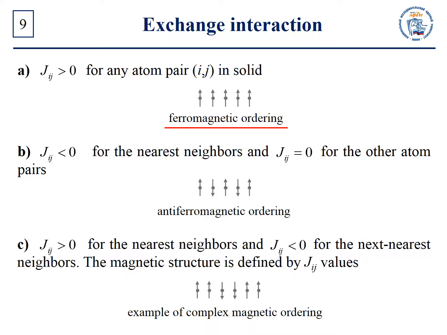Next, as long as J_ij is less than 0 for any two nearest atoms and negligibly small otherwise, the total energy is minimum when any two nearest moments are oppositely directed. Such a type of ordering is referred to as antiferromagnetic. It is reminiscent of a checkerboard order. In the general case, the sign of J_ij may vary with the distance between the atoms i and j, resulting in rather complex magnetic textures, neither ferromagnetic nor antiferromagnetic.